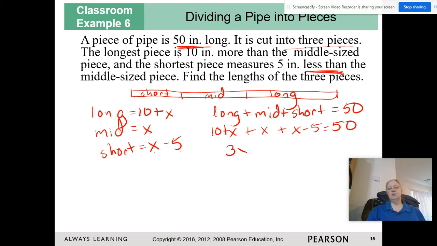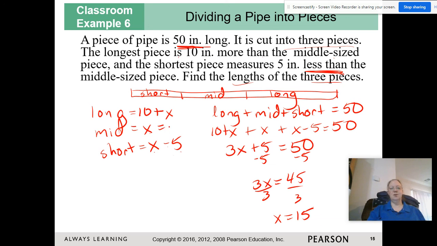Combine like terms, plus 5, and subtract 5, and divide by 3. All right, we want the lengths of all 3 pieces. We decided the middle piece was x, so that's 15 inches. X equals 15. 10 plus our middle piece, so 25 inches. And our middle piece minus 5, so that's going to give me 10 inches.